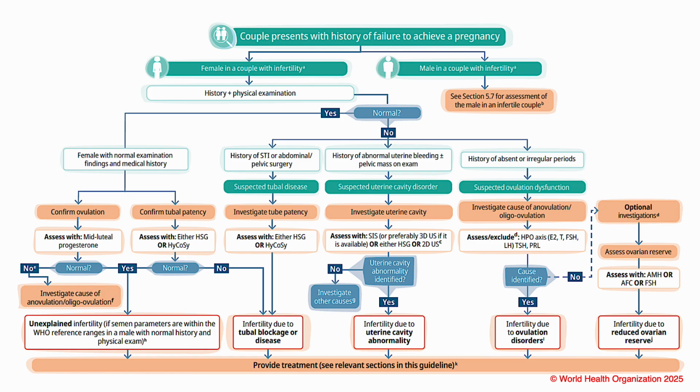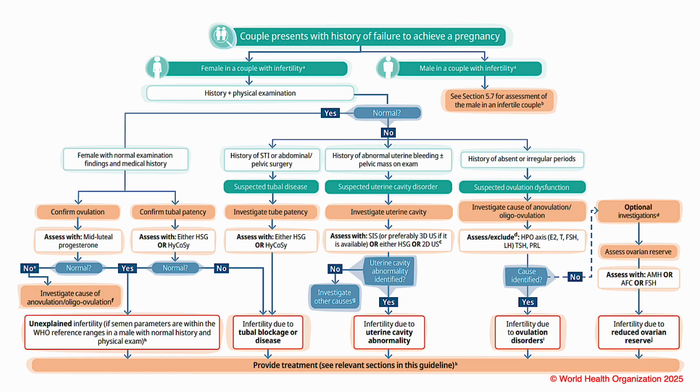If there is suspected uterine cavity disorder, which can be with the history of abnormal uterine bleeding, or while doing the bimanual examination there is some pelvic mass, then the uterine cavity has to be evaluated. How to evaluate the uterine cavity? So the recent guidelines say SIS is the preferable method, but 3D ultrasound is always preferable if it is available. But if it is not available, it is the saline infusion sonography, which is the second preferable next to 3D ultrasound.